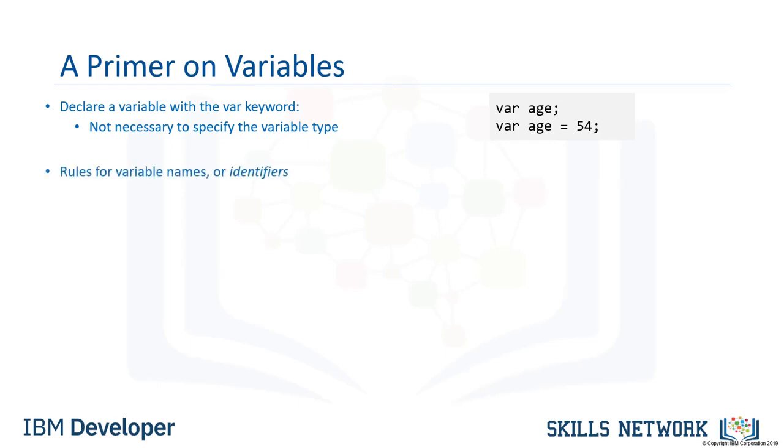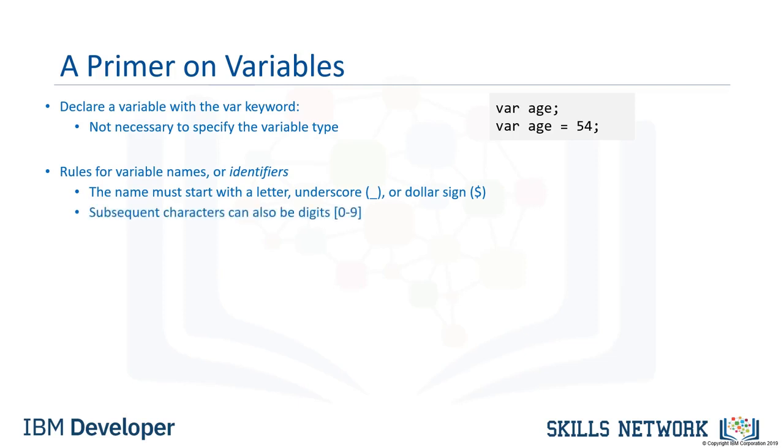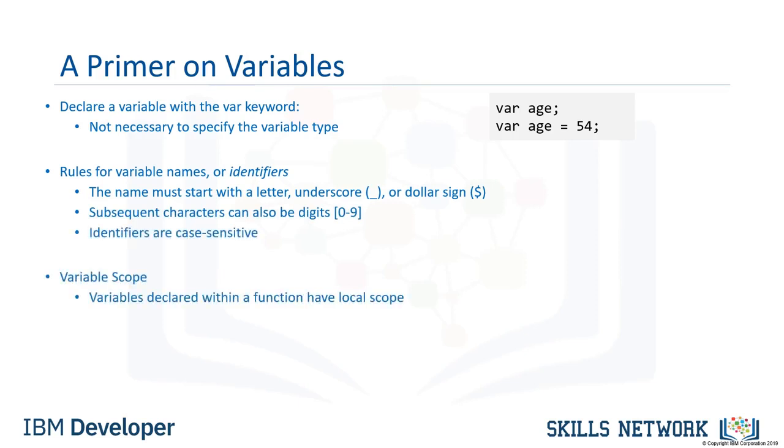Variable names or identifiers have these rules. The name must start with a letter, underscore, or a $ sign. Subsequent characters can also be digits, 0 through 9. Identifiers are case sensitive.